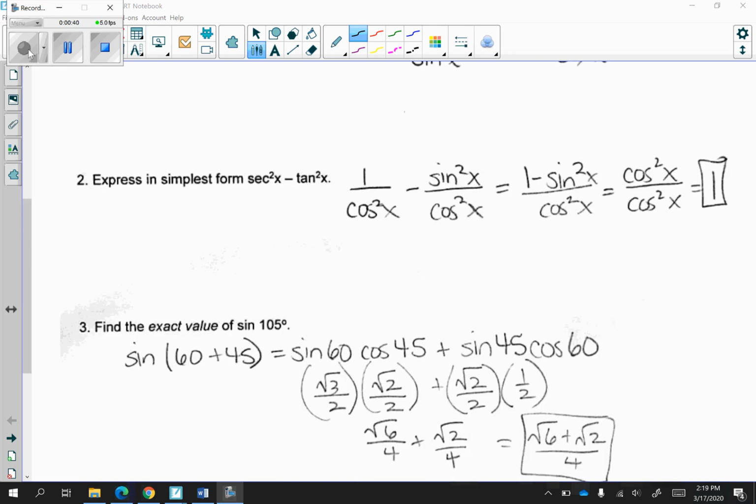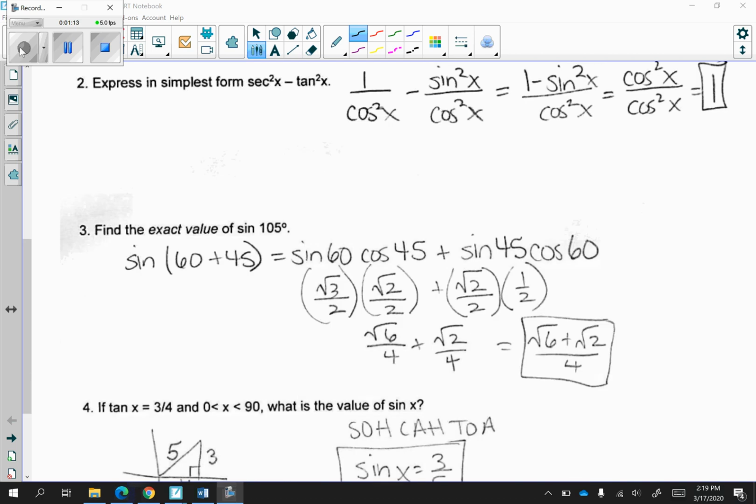Number 2, express in simplest form, secant squared x minus tan squared x. 1 over cosine squared x is equivalent to secant squared x, and tangent squared x is equivalent to sine squared x over cosine squared x. Because they have a common denominator, I'm able to subtract the numerators, 1 minus sine squared x over cosine squared x. 1 minus sine squared x is equivalent to cosine squared x. Cosine squared x divided by cosine squared x is equal to 1.